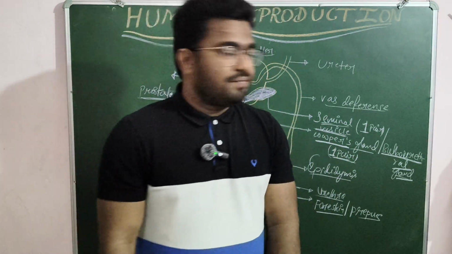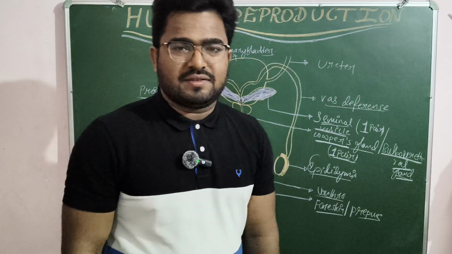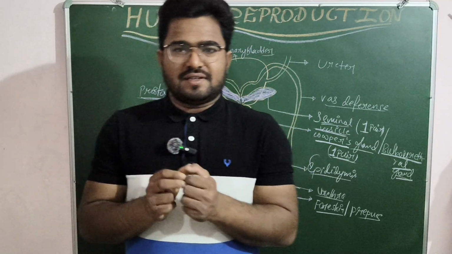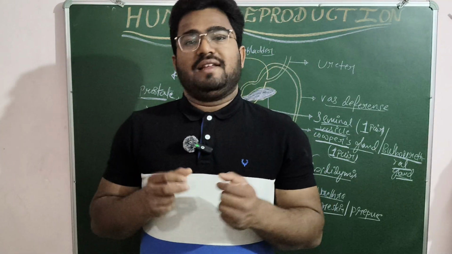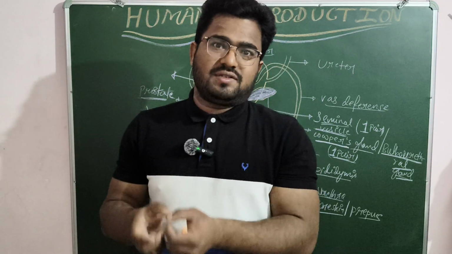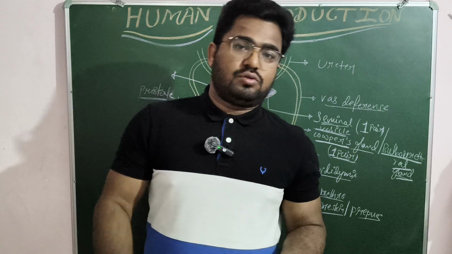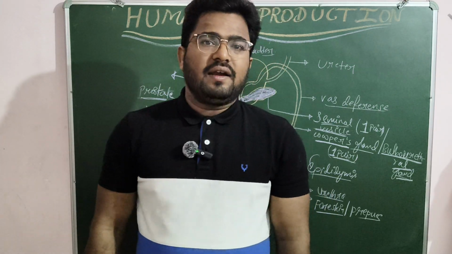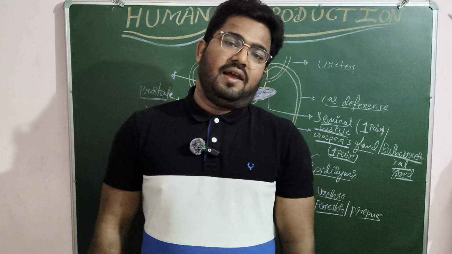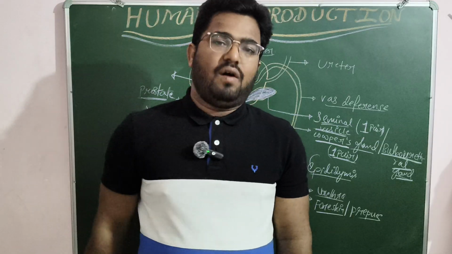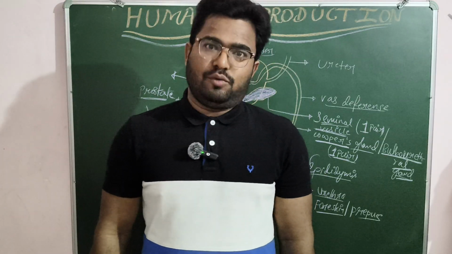Okay, so let's talk about the next topic related to human reproduction. In the last class, we discussed the meaning of reproduction, reproductive maturity, and what type of processes take place during the course of reproduction. We discussed the events of reproduction, and we were discussing the male reproductive system, where we discussed that the primary reproductive organ is the testis in human male.